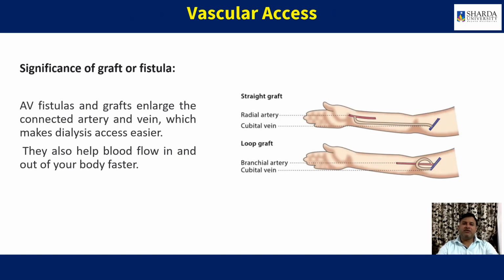Now, what is the significance of the graft or fistula? AV fistula and graft enlarge the connection between the artery and vein, which makes dialysis easier. And second, they help blood flow in and out of the body at a faster speed. In the figure here, a radial artery and cubital vein are used, and this graft is called a straight graft. In the second figure, a loop graft is used between the brachial artery and cubital vein. So this is the loop type.